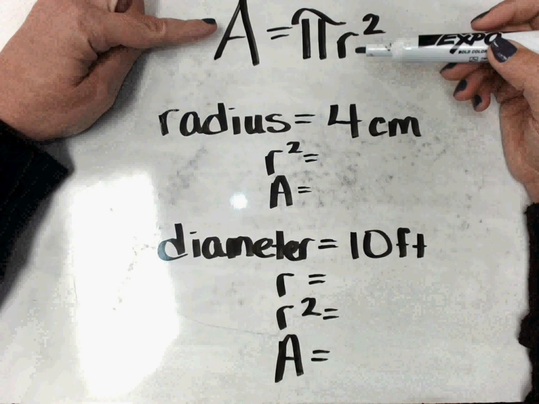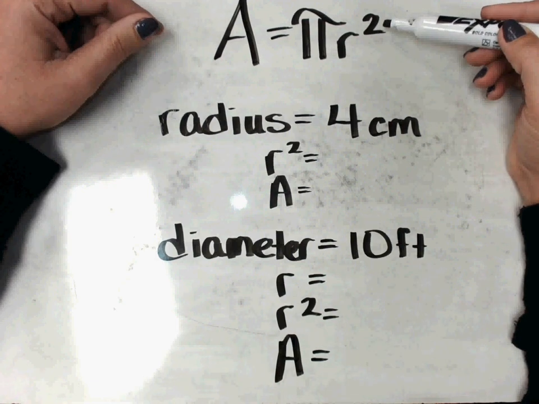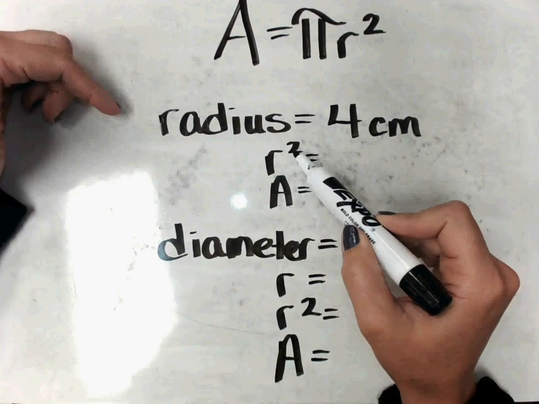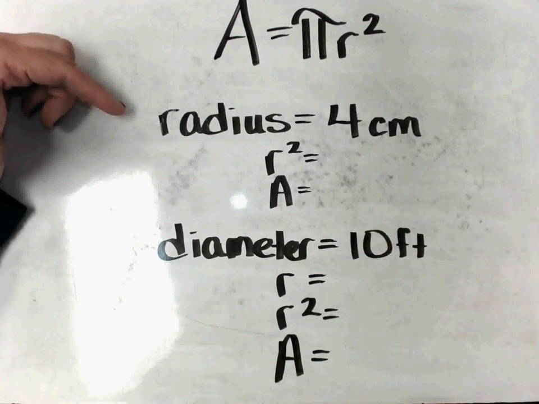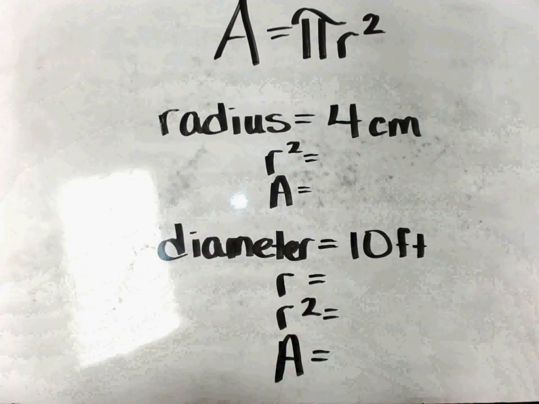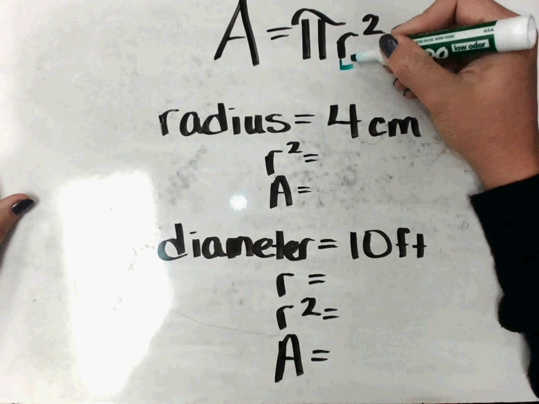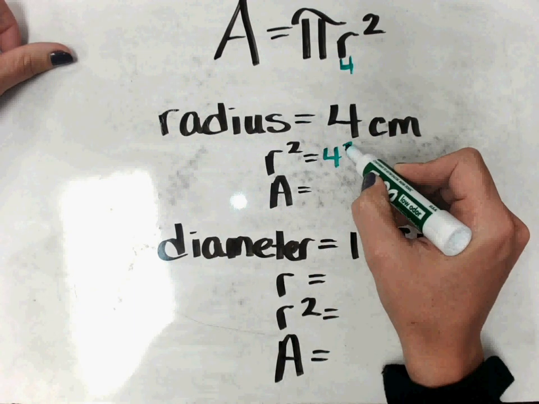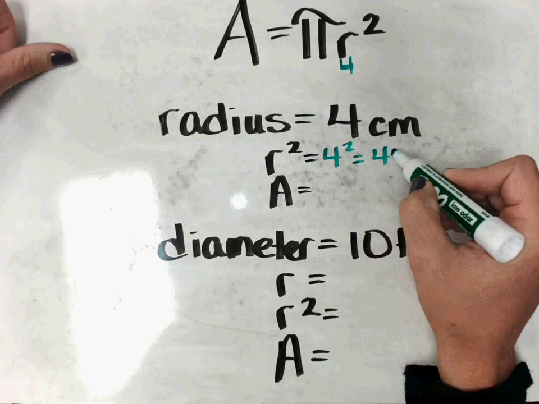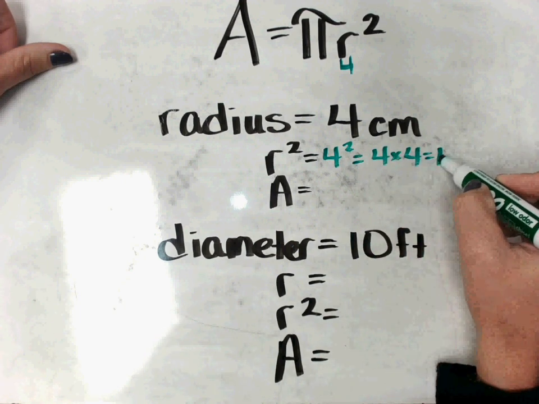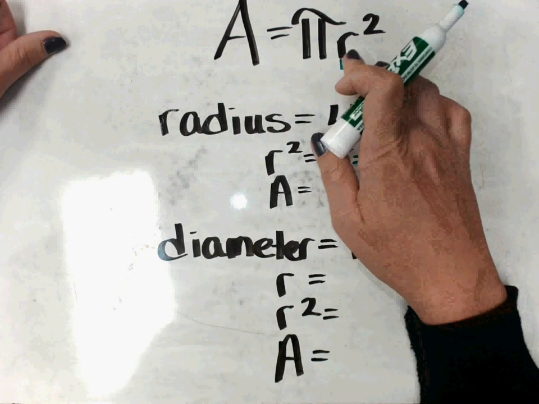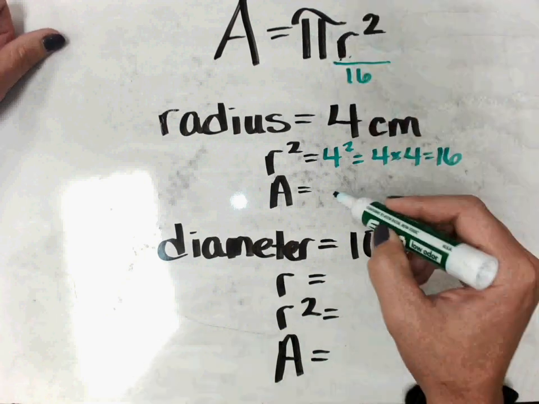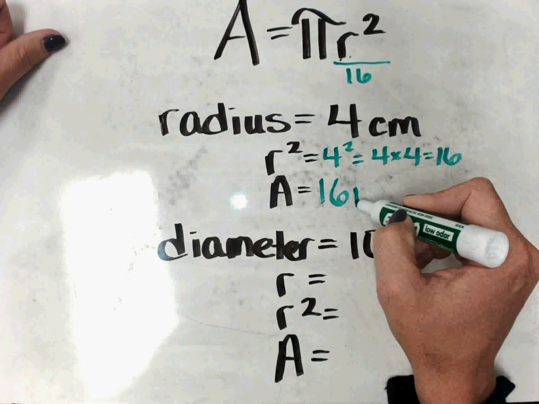So here's our formula. Area is pi times radius squared. So our first example, our radius is 4 centimeters. So the first thing we need to do is have our radius squared. So our radius is 4. Or we can just plug in the value of our radius into our formula. So we need 4 squared, r squared, 4 squared. 4 squared would be 4 times 4, which is 16. Now we're going to take that 16 and put it in front of that pi, because we just found r squared was 16, so that would be 16 times pi.